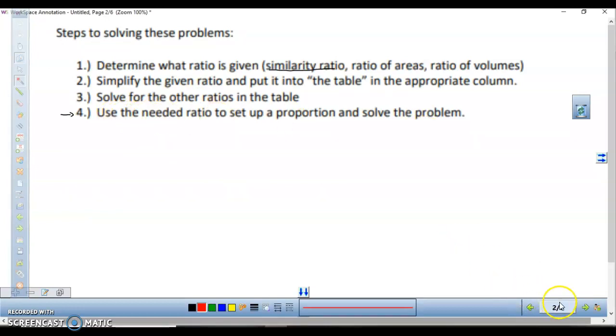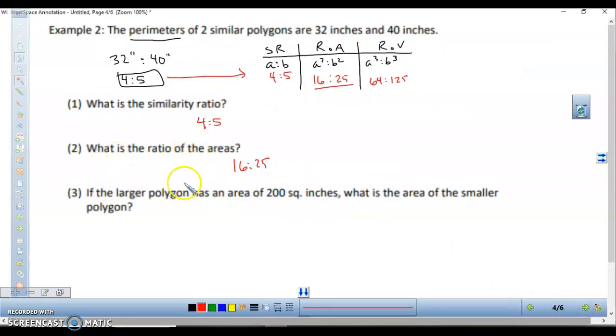And now finally we're going to work on the last step of this process. Use the needed ratio to set up a proportion and solve. Here's what I mean. If the larger polygon has an area of 200 square inches, what is the area of the smaller polygon? Well, here's what I know. I know the ratio of the areas is 16 to 25. And I know the area of the larger polygon, so obviously that's going to go on the bottom associated with the 25, that's the bigger number, is 200. What is the area of the smaller polygon? So I'm going to use the ratio of areas. I'm going to plug in the area that I know, the bigger area. I'm going to solve for the smaller area by simply cross multiplying and solving this proportion.